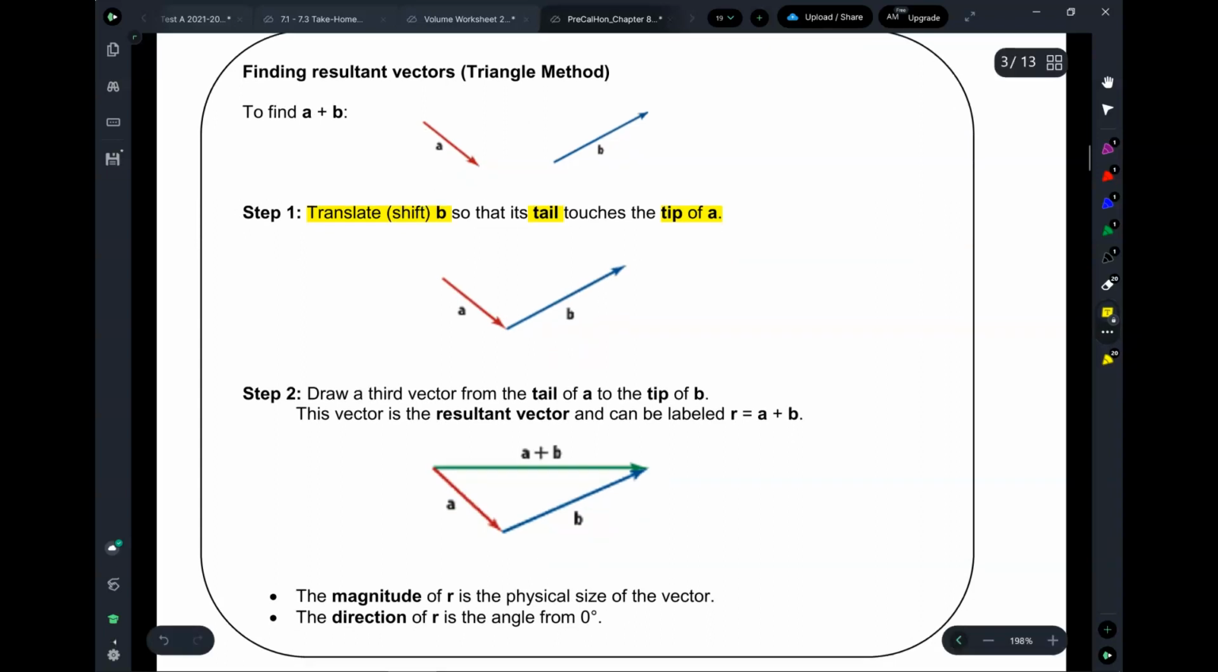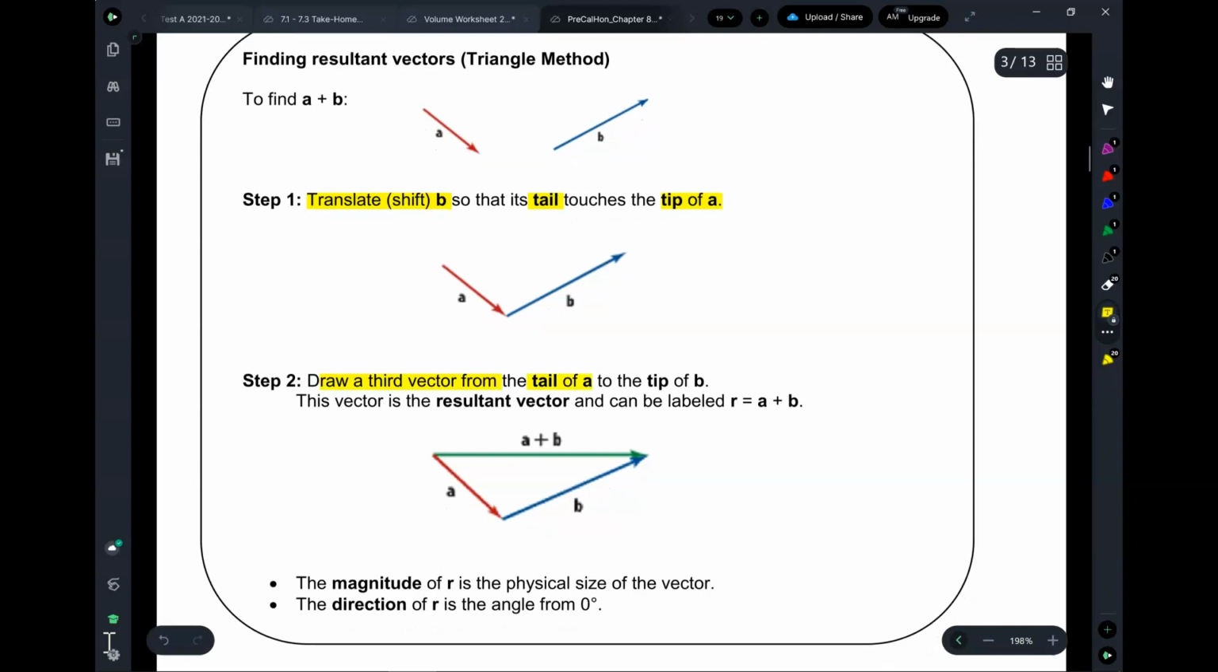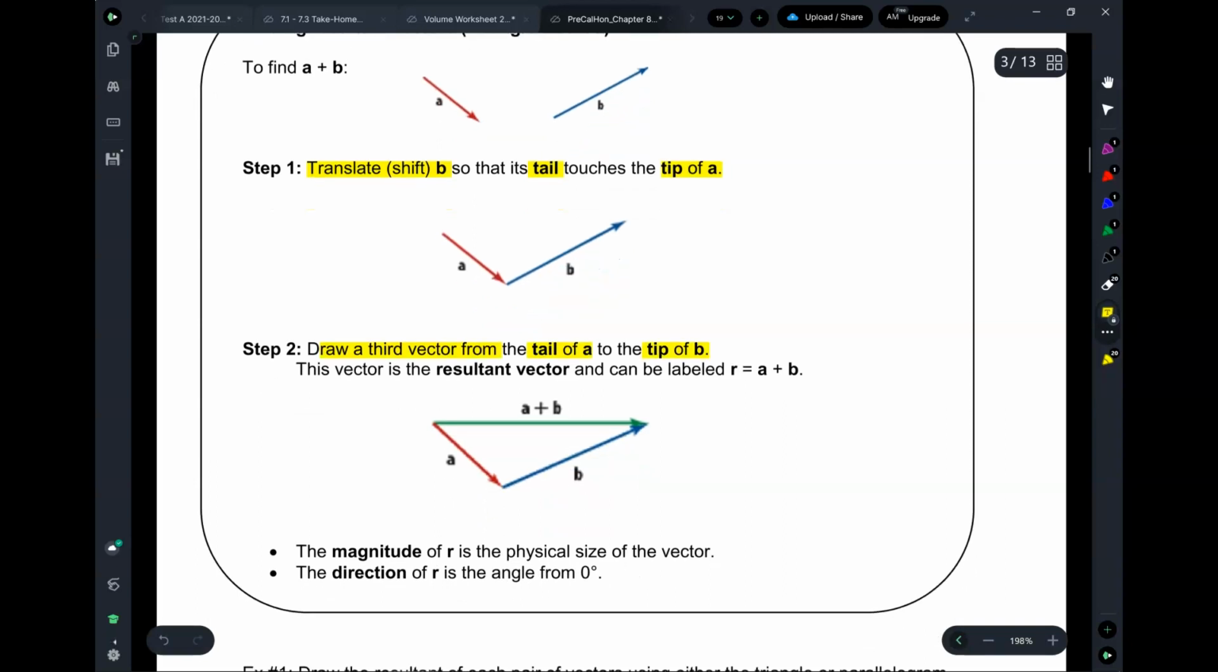Next, you're gonna draw a third vector from the tail of A to the tip of B. So where's the tail of A? Here. Where's the tip of B? Here. You draw your third vector from one to the other, okay? That is your resultant, and it could be labeled A plus B. Okay, you could also call it vector R. Now, remember we're talking about route. So suppose this person started at this place, start. They went along A a little bit, then they went along B a little bit, and this is where they ended, right?